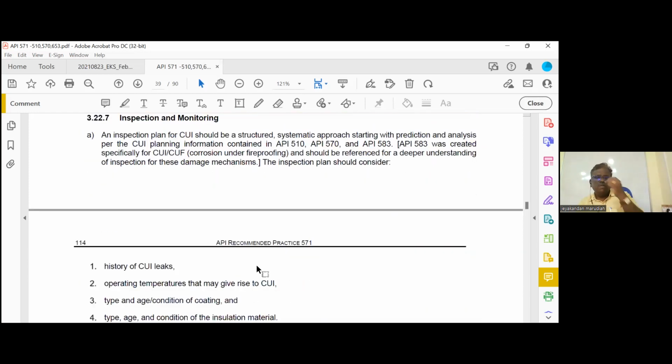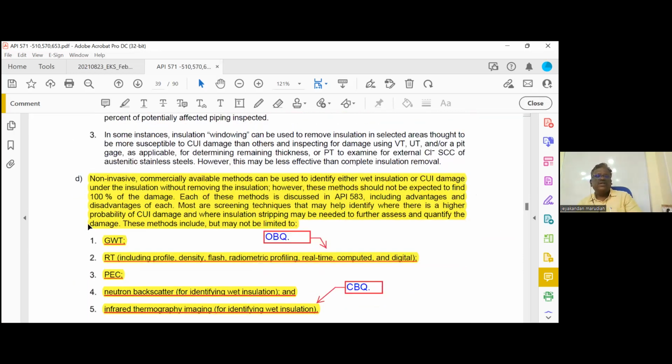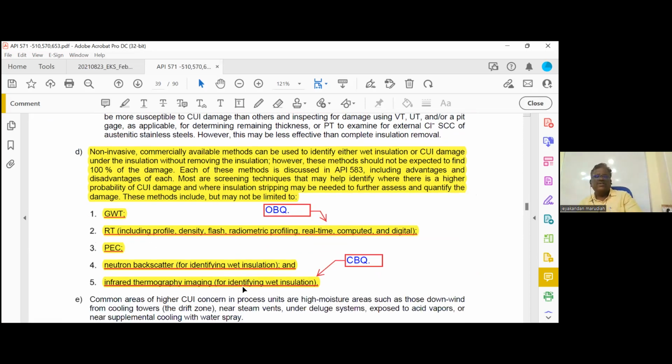And these are not important. Please go to the next page. What are the NDT methods? See, one, guided wave testing, RT including profile, density, flaws, radiometric, all this, pulsed eddy current, and neutron backscatter for identifying wet insulation, and infrared thermography for identifying wet insulation. So highlight this one.